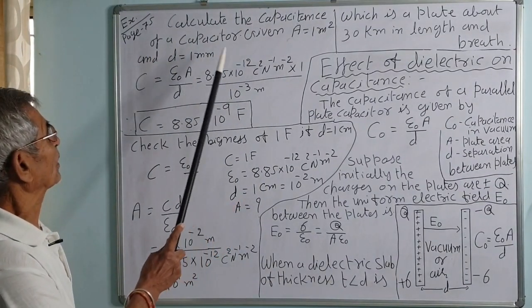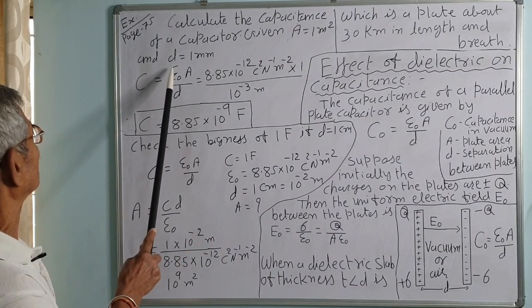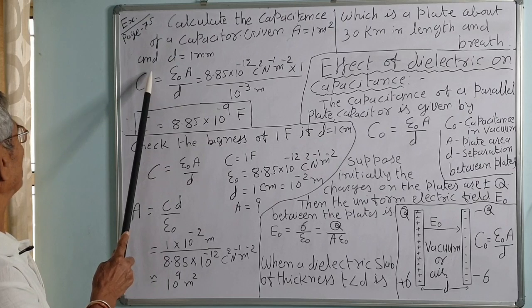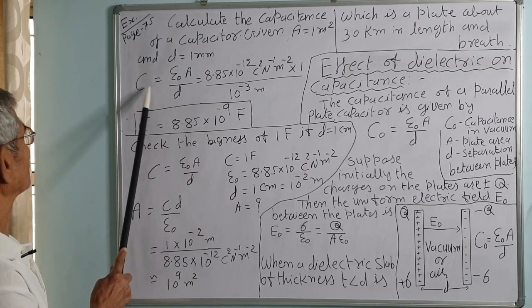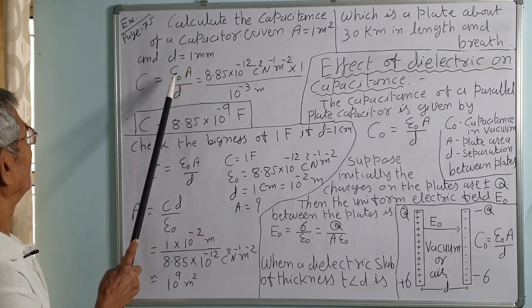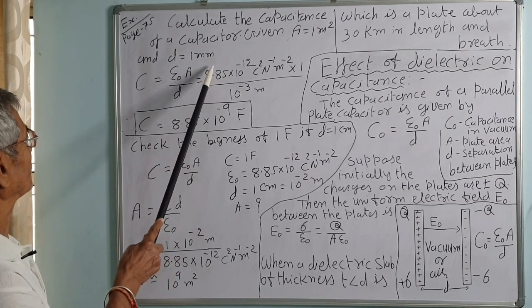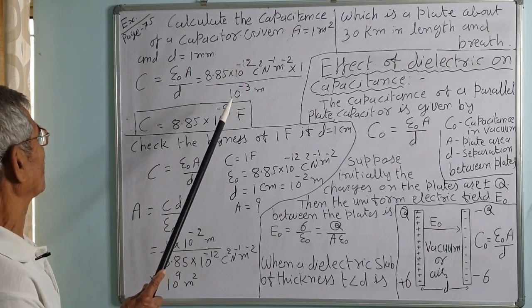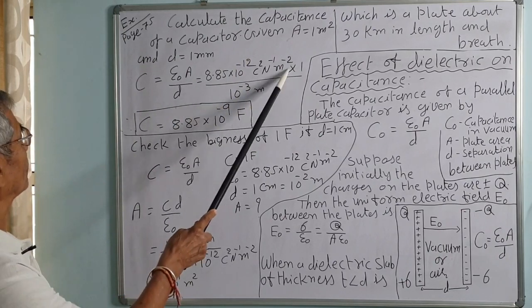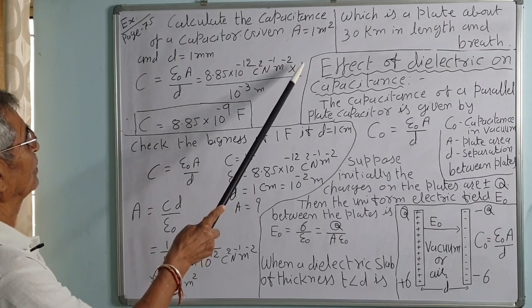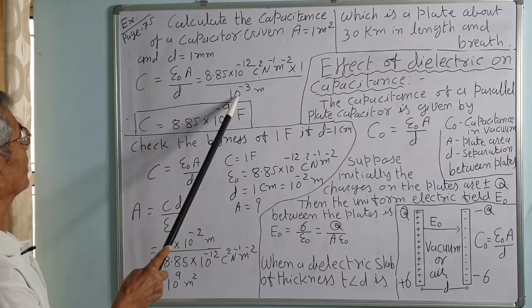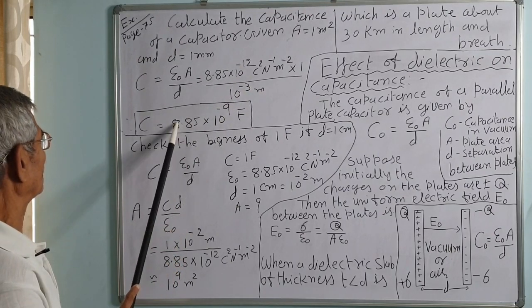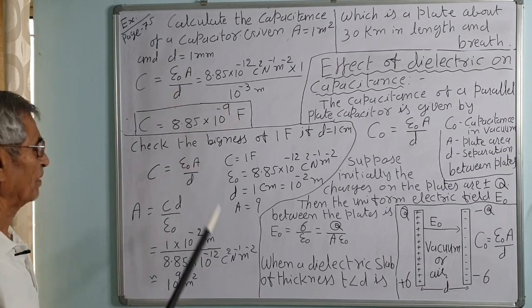Calculate the capacitance of a capacitor given the area of the plate is 1 square meter and the distance between the two plates of the capacitor is 1 millimeter. We know that the capacitance of a capacitor is given by the equation C is equal to epsilon 0 A upon D. Epsilon 0 is the permittivity of free space, that is 8.85 into 10 raised to minus 12 Coulomb square, Newton minus 1, meter minus 2, into the area of the plate, 1 square meter, upon D, that is 1 millimeter, 10 raised to minus 3 meters. Minus 12 plus 3 is minus 9, that is 8.85 into 10 raised to minus 9 Farad.